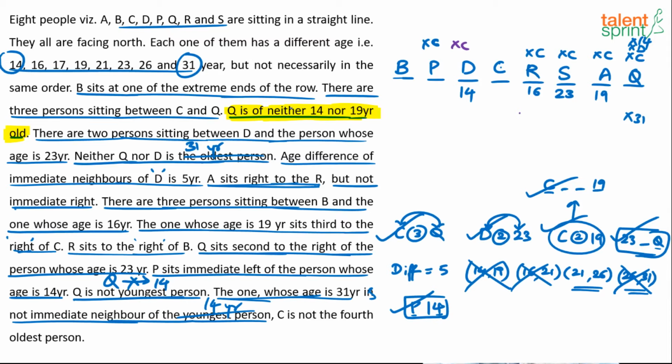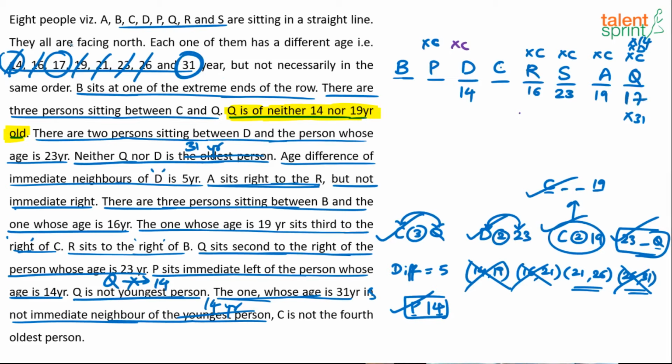How do I say that? See, D has already taken 14. Let us eliminate the ages. D has taken 14 years, so 14 is gone, right? R is 16. S is 23, so that is not available. A is 19, so that is not available. P and C will be taking 21, 26, so that also is gone. Now what are the left out ages? 17 is left and 31 is left. Now out of 17 and 31, we know that Q cannot be 31. So 17 and 31 will go for whom? For B and Q. But Q cannot be 31, so Q has to be 17.